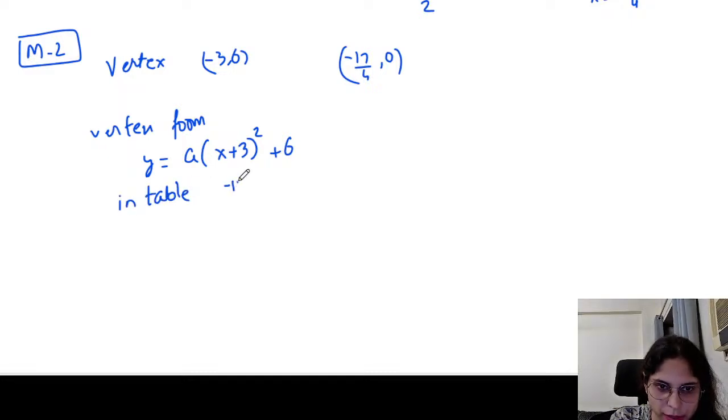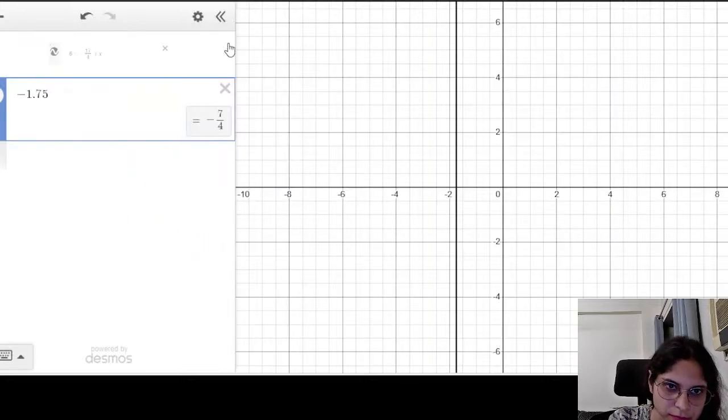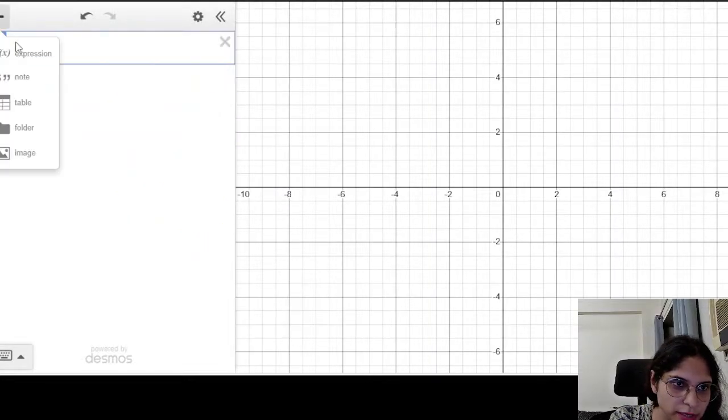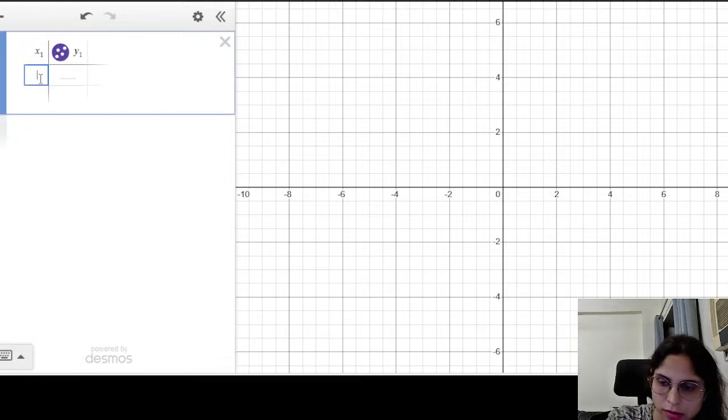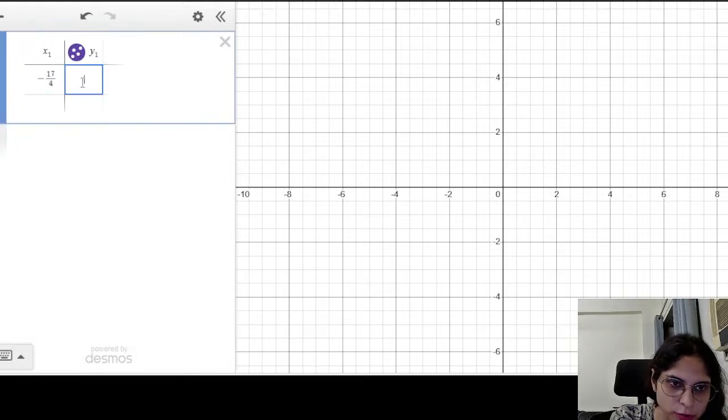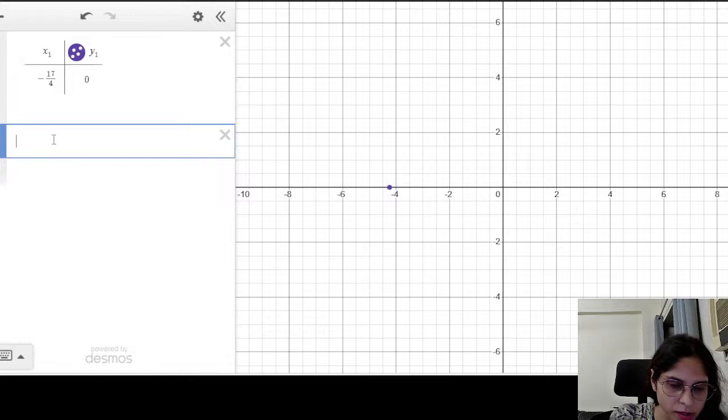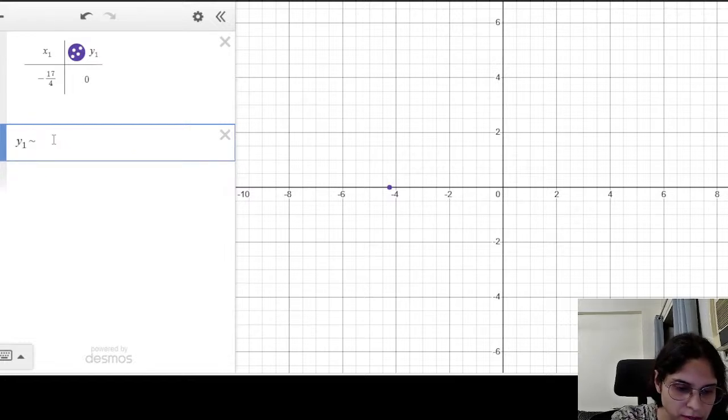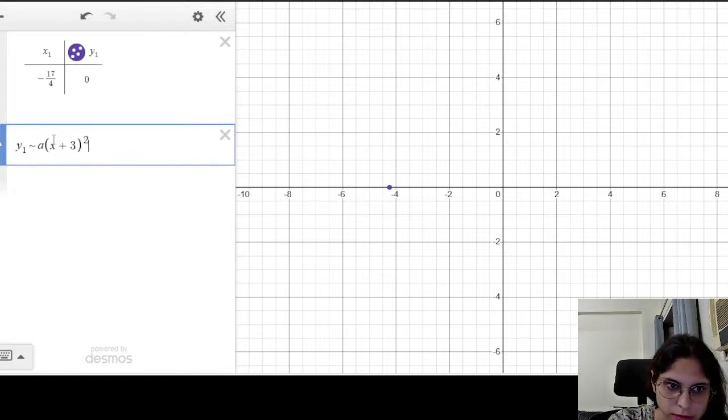In the table you write the point negative 7 fourths and 0. Now from the response you get the equation, and from there you can see the other x-intercept. So this is the other way you write the table: negative 17 fourths and 0. And then you write y1 is a times (x plus 3) whole squared plus 6.